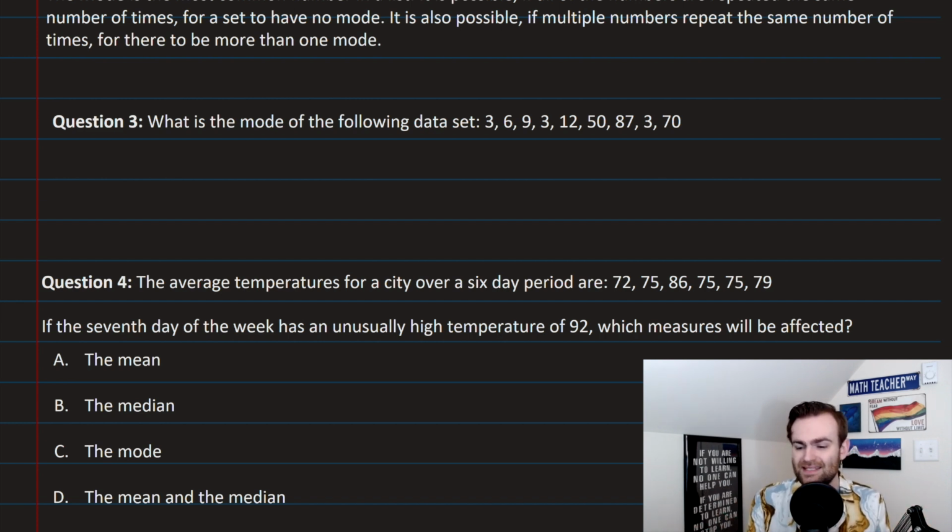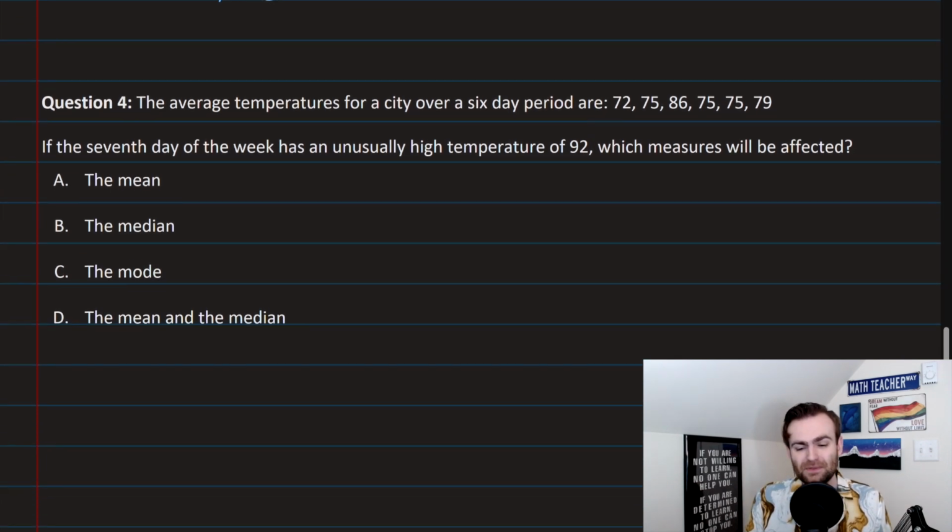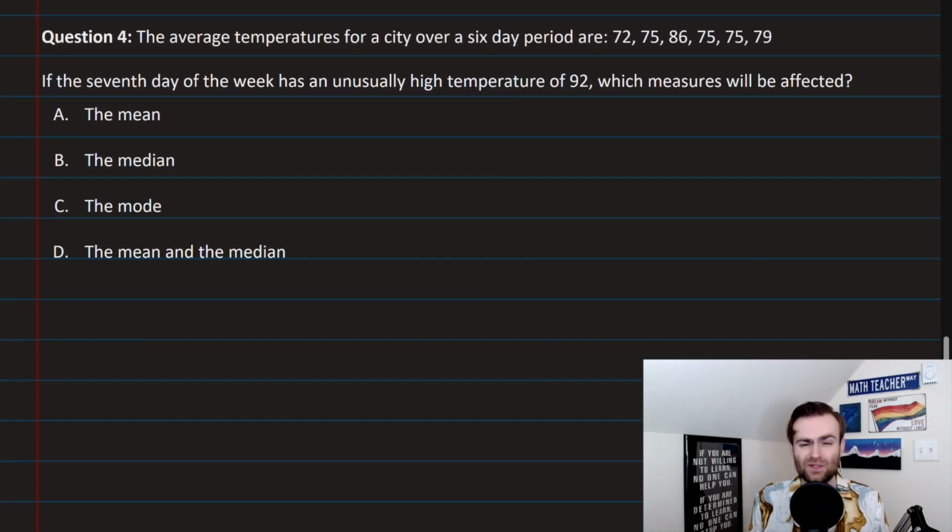So if we look at this data set here, I'm seeing 1, 2, 3 threes, and I see that no other numbers repeat. So that tells me that the mode is 3. The mode is 3. So not bad there, not bad at all. Kind of went from most extreme to the least extreme. So let's look at a problem that combines all three.